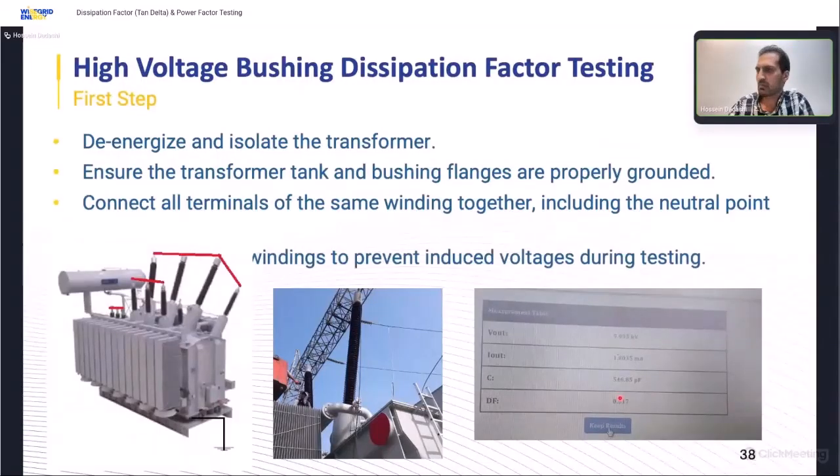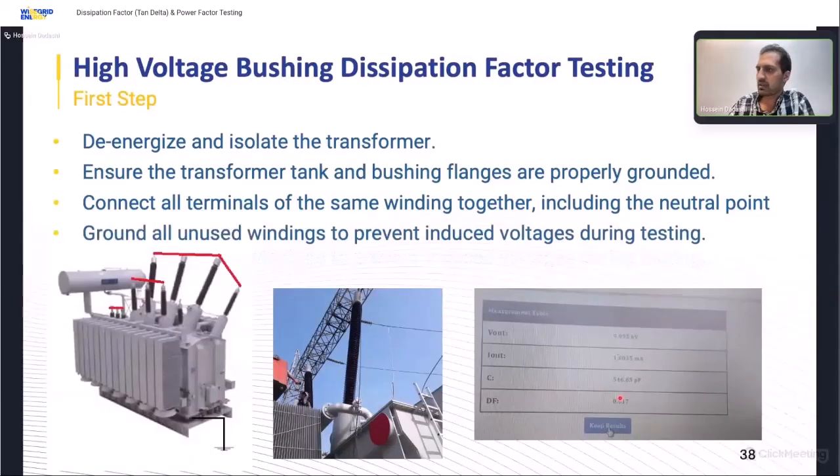And the other point is we should ground all unused windings to prevent any induced voltage during testing. I will explain this point in the next slide. It's for the safety side.